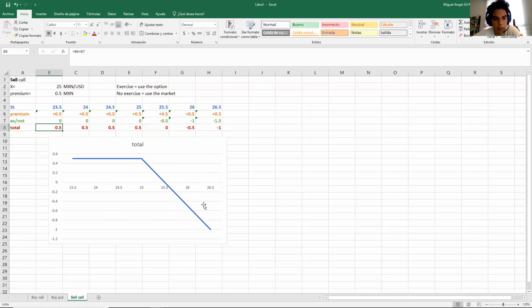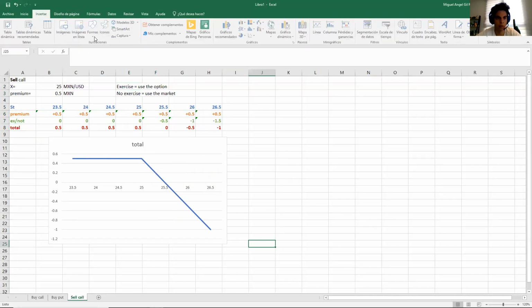So the graph looks like this. I hope that you understand how selling a call works. Remember, first you need to account for the premium as positive because since we are selling, we are receiving the premium. And then in the exercise or not, we need to think first like the person who has the option. And then if that person decides to exercise, we need to account for the loss. Then let me write down the analysis for this part, the graph.